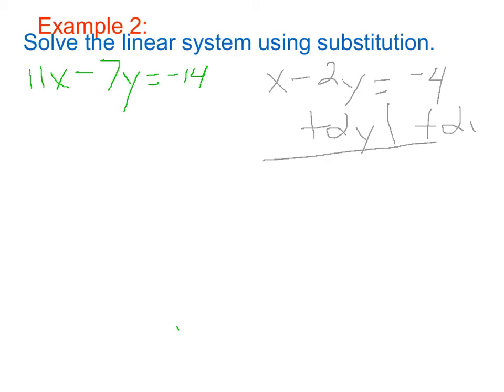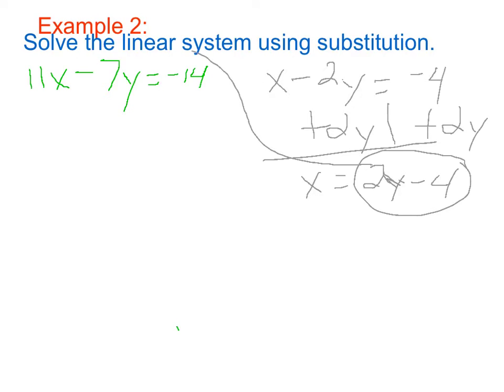So I'm going to add 2y to both sides. When I do that, I get x equals 2y minus 4. I'm going to take that value for x and plug it in for x into the green equation. So now I have 11 times 2y minus 4, all in parentheses. Everything else is going to stay the same.